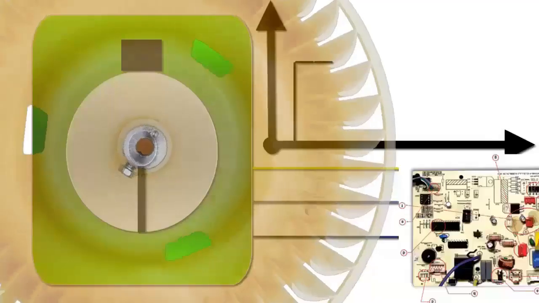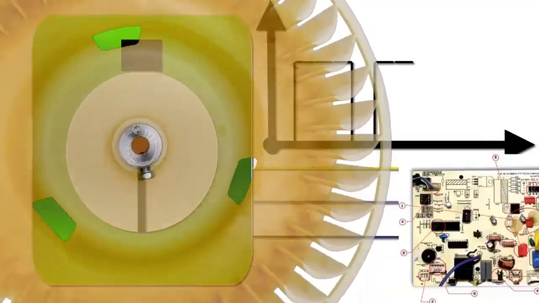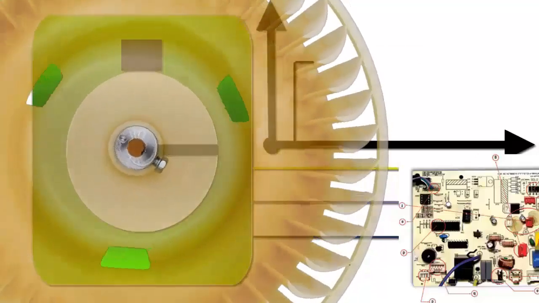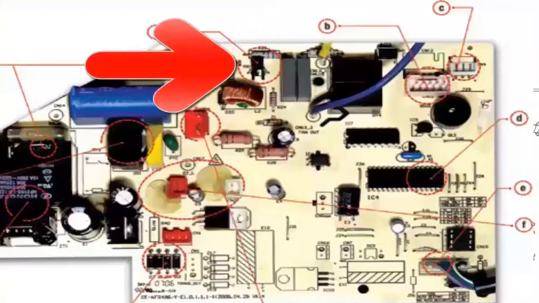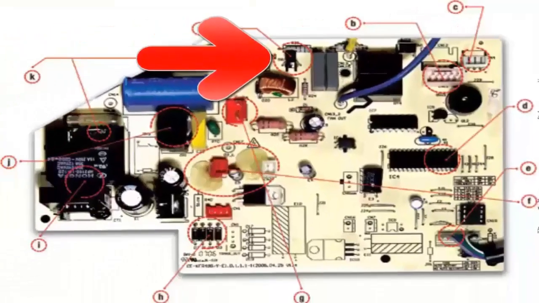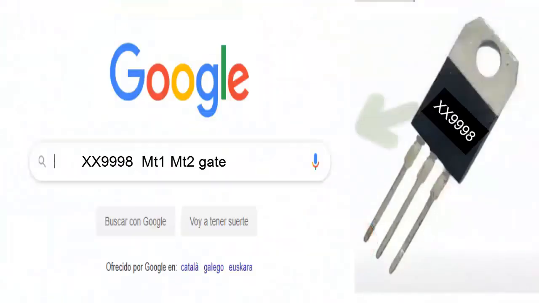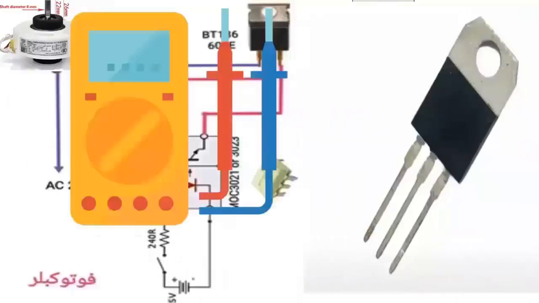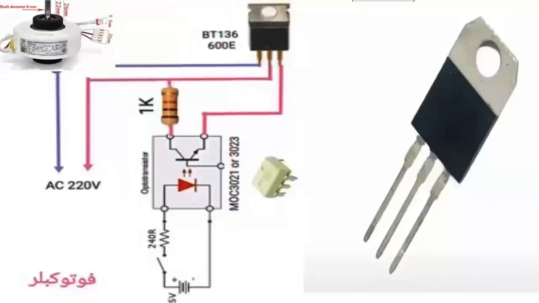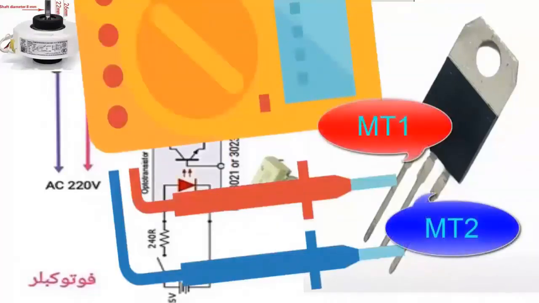F. When the TRIAC fails, common symptoms include the fan doesn't turn on, doesn't turn off, or keeps spinning continuously. To check the TRIAC, follow these steps carefully. Identify the TRIAC on the control board and get familiar with its pins, usually labeled MT1, MT2, and gate. Disconnect all power from the board and unplug the fan motor. Set the multimeter to resistance ohms mode.